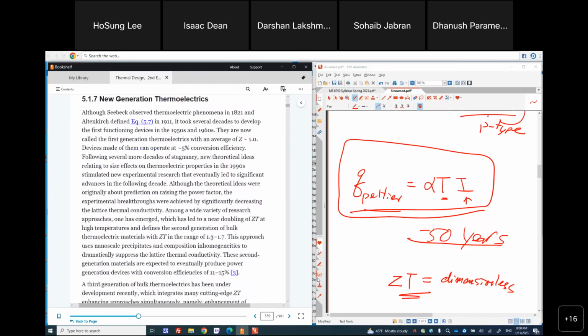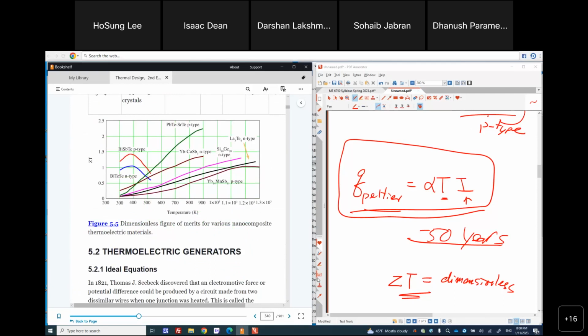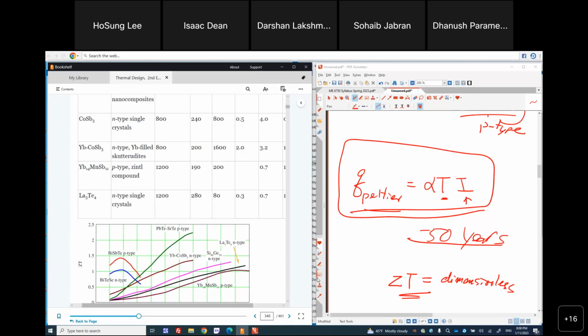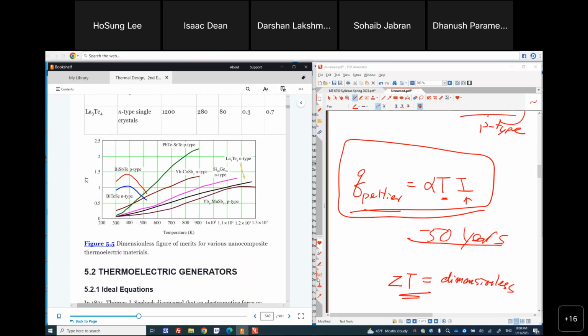I just plotted some materials developed, ZT value versus temperature, about room temperature and then higher temperature. Skutterudite, I think it's the name. This one and bismuth telluride: at room temperature, bismuth telluride turns out the champion, highest ZT value. So most commercial modules are made of bismuth telluride, I guarantee right now. But at higher temperature, something else.